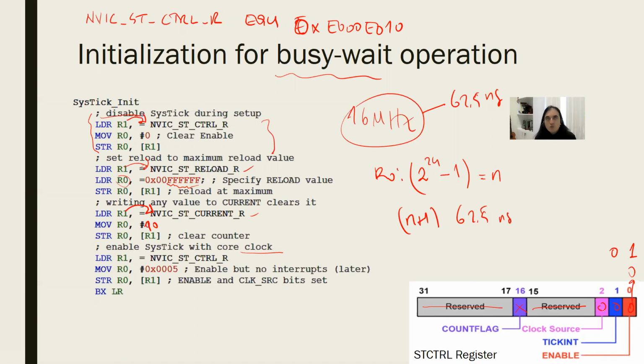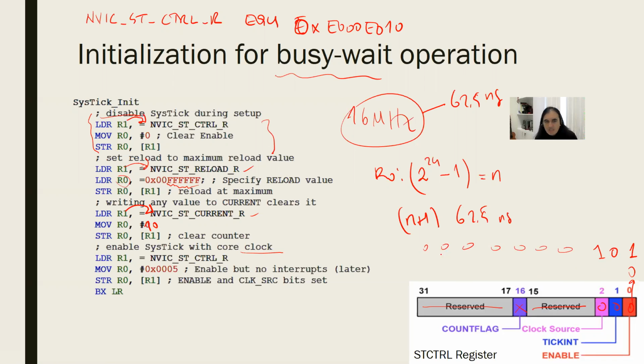Which clock source am I going to use? We'll always be using the internal clock source of this device. Then this bit should also be 1. I want the register to be 1. The other values are read-only, I don't care, and zeros. So I'm going to write this value here.